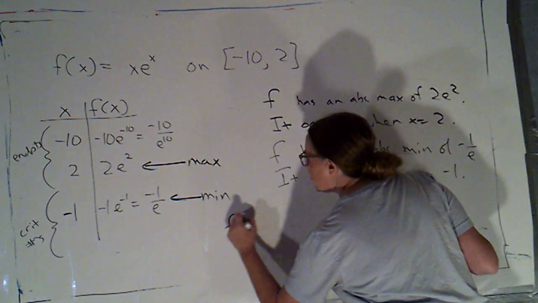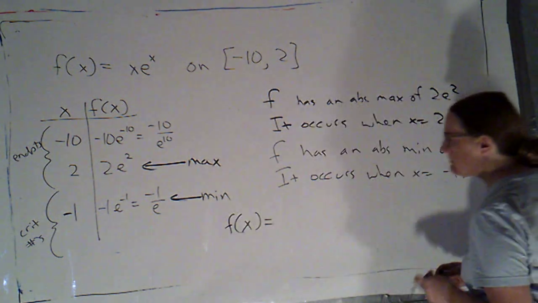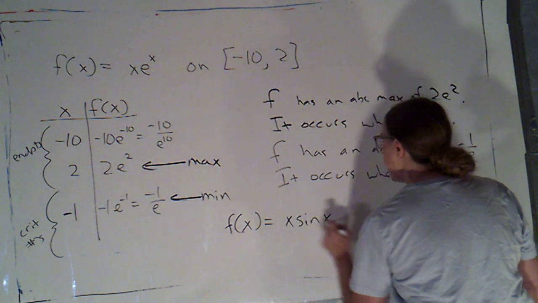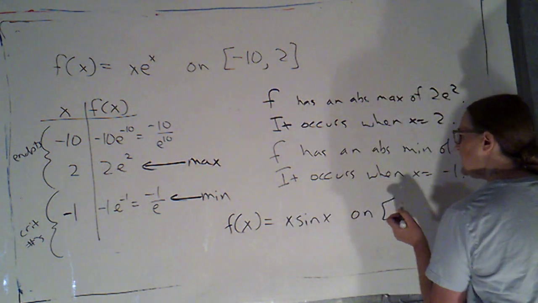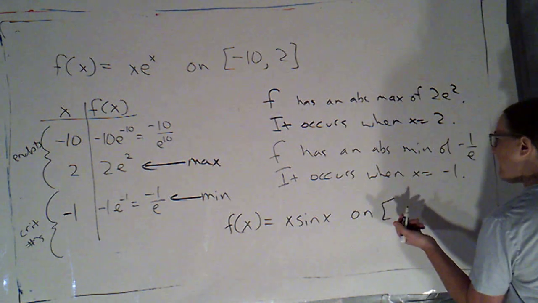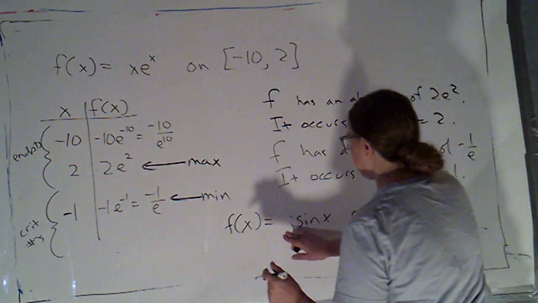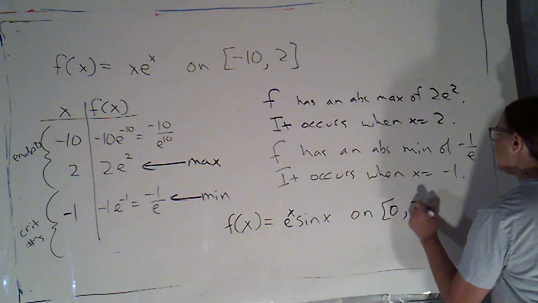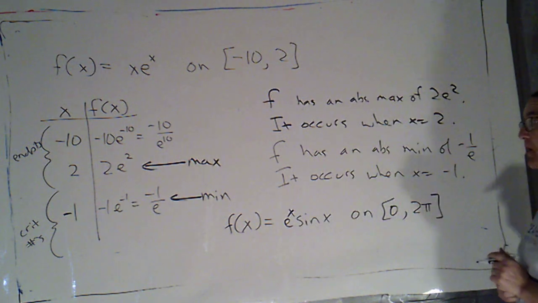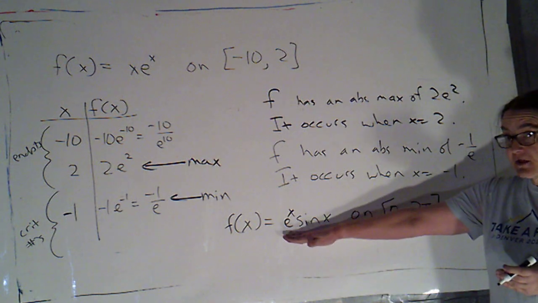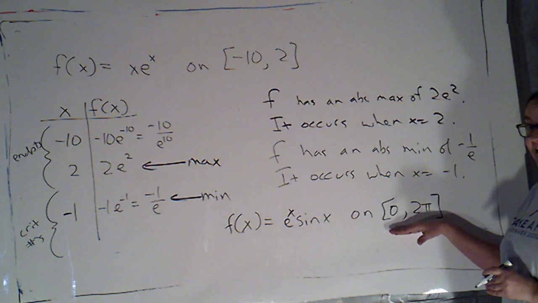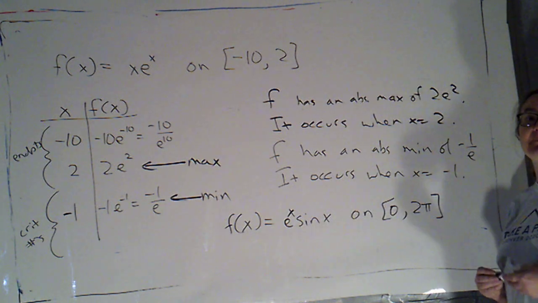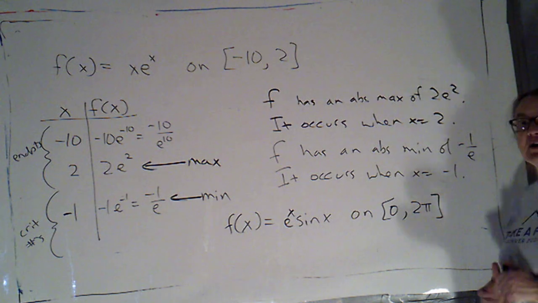Okay. So I'm going to let f of x equal e to the x sine x on the interval from 0 to 2 pi. So that's a continuous function. That's a finite closed interval. I want you to find the location and value of the absolute max and min. And in the next video, we'll work through it together.